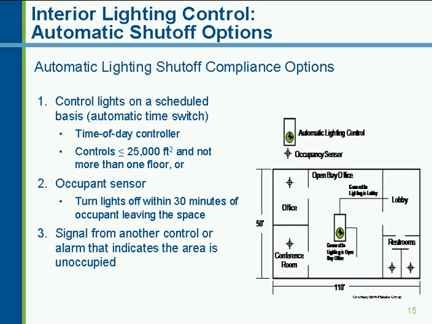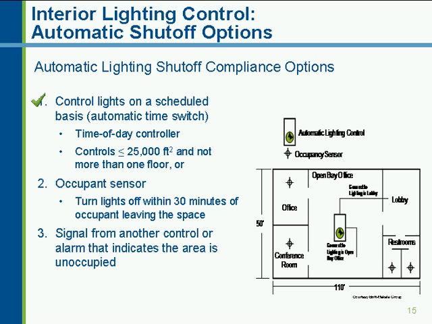How do you comply with this requirement? There are basically three methods. The first is some kind of an automatic time-of-day controller. Typically, this will be a whole building controller, might be tied into an EMCS system for the building. There are some limitations. It must control less than or equal to 25,000 square feet for each switch or control point, and not more than one floor for each switch or control point.